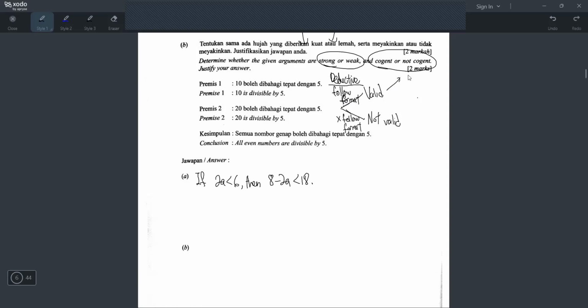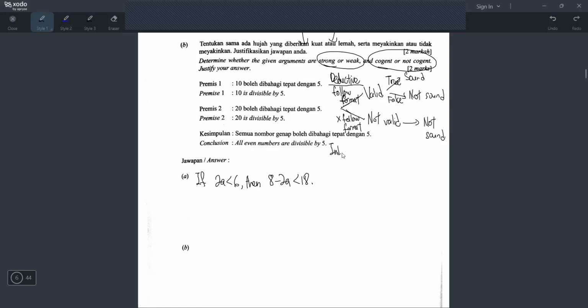And if it's valid, it can either be sound or not sound, right? But if it's not valid, it's automatically not sound. So after we know it's valid or not valid, we can also determine sound or not sound. Sound is by looking at true or false. So if all the premises and the conclusion are true, then it's sound. And of course, if one of the statements inside is false, then we say it's not sound. But if it's not valid, we don't have to look at the premises and conclusion anymore. It's automatically not sound. This one you have to remember.